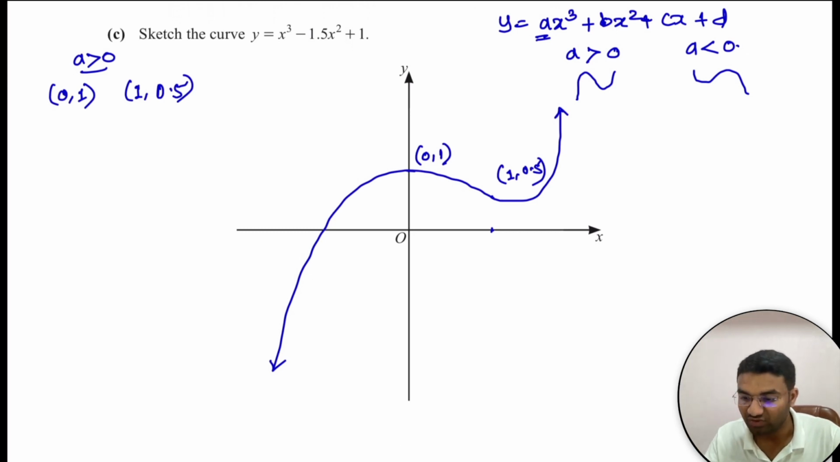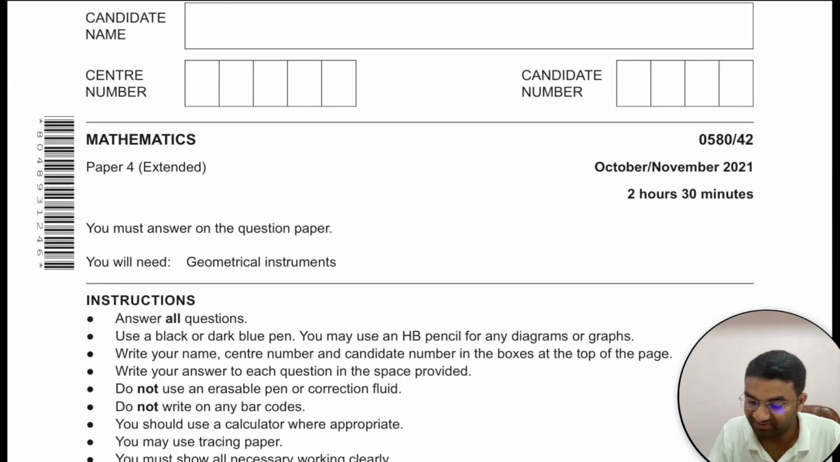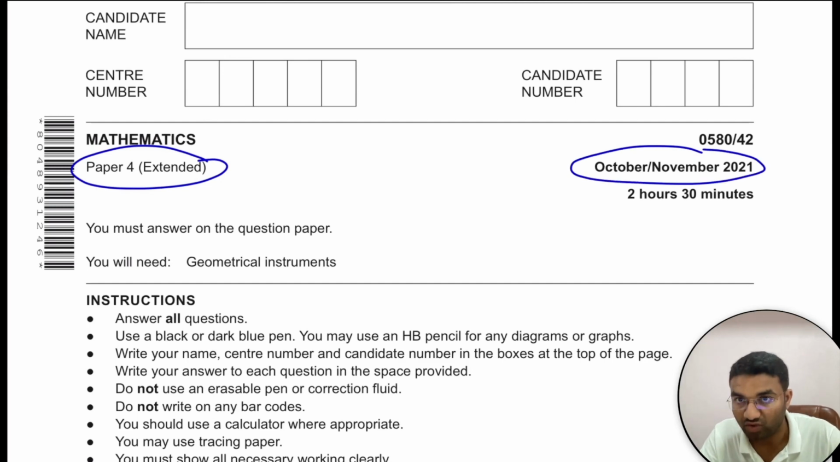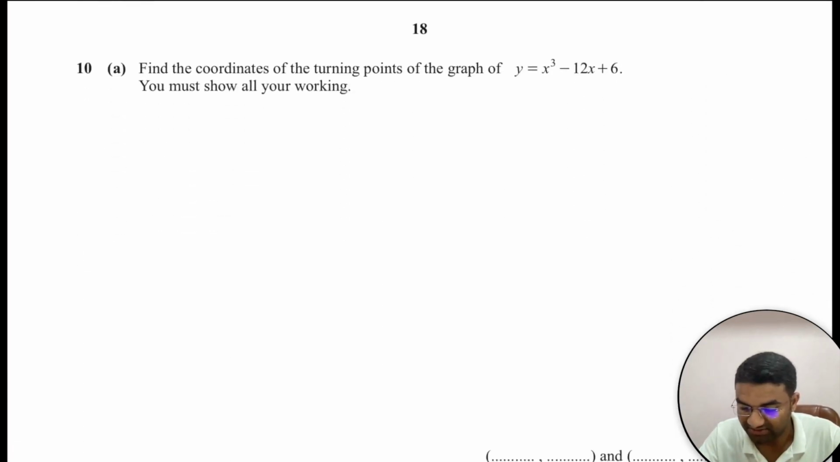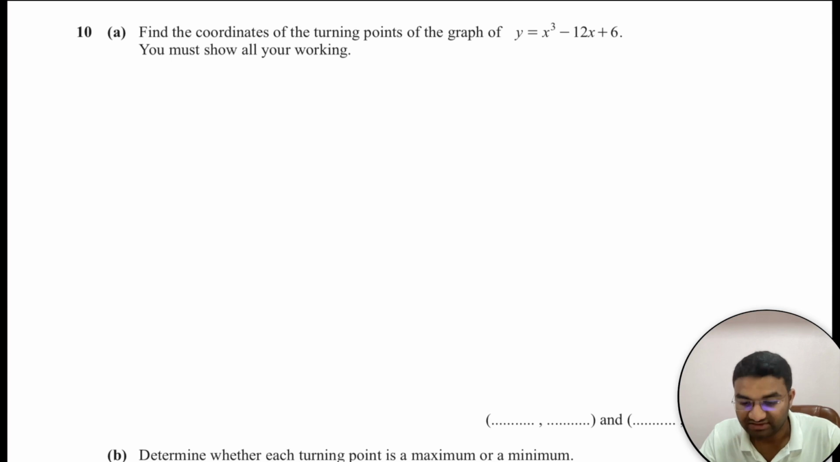So we will understand one more question, okay? This is a question from paper 4 extended, October November 2021. The question says to find the coordinates of a turning point of the graph y is equal to x cube minus 12x plus 6. So we have to find the turning point.